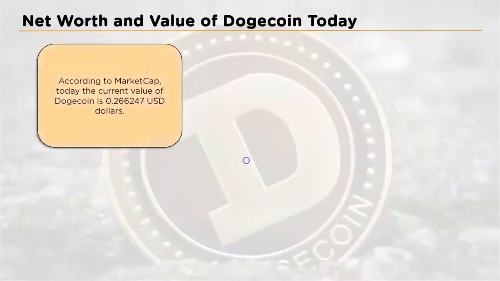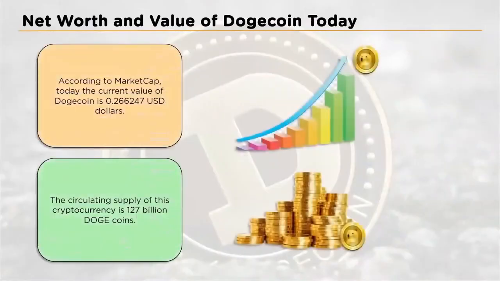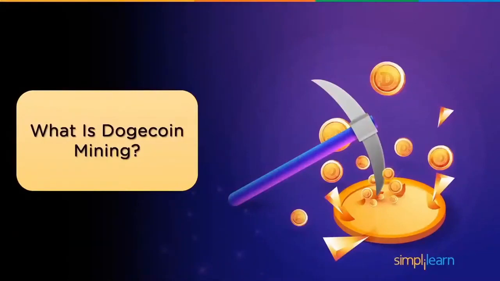According to market cap, today the current value of Dogecoin is $0.266247 USD. The circulating supply of this cryptocurrency is 127 billion Dogecoin. So that brings us to what is Dogecoin mining.